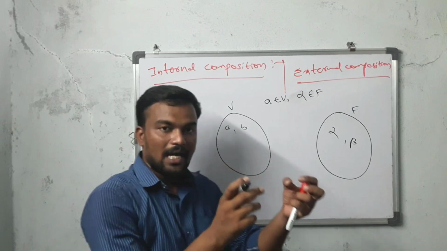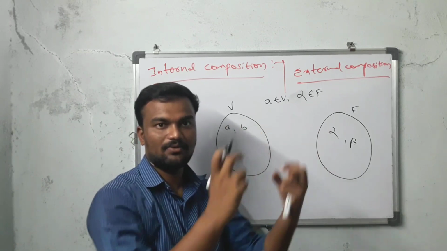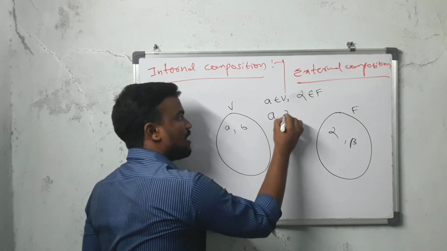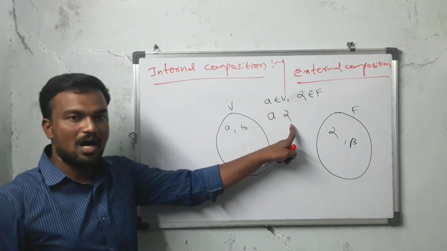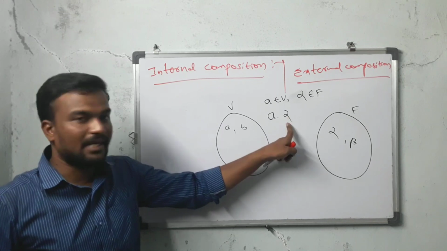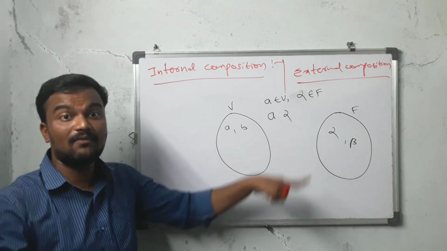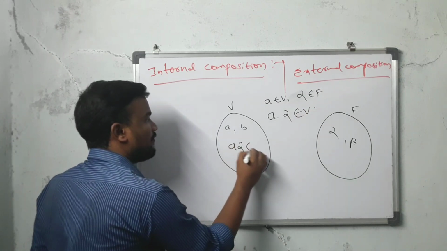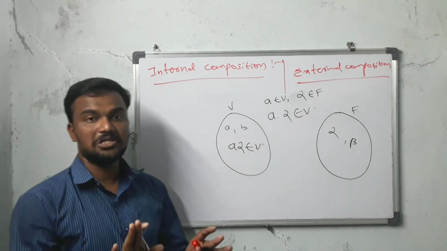If you apply the binary operation between these two elements, A into alpha, here observe, A is the vector, alpha is a scalar, vector into scalar. Again what do we get? Vector. So A alpha belongs to V. It is called external composition.